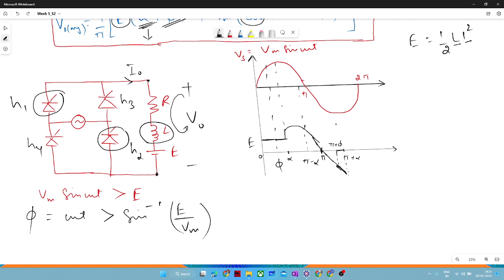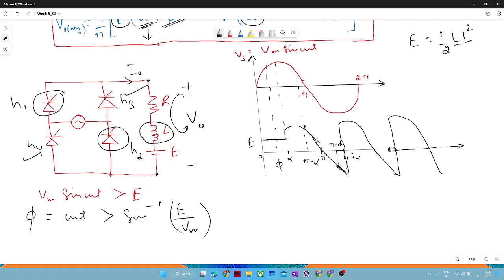So it will conduct till pi plus alpha, and again at alpha, H3 and H4 now come in forward conduction mode, it will follow V naught equal to minus Vm sin omega t, right? So it will go up and it will conduct, and it will be periodic after each period of pi. So this kind of waveform you may have seen.